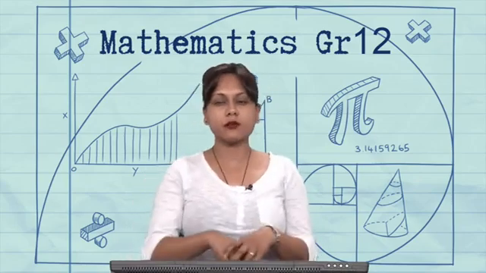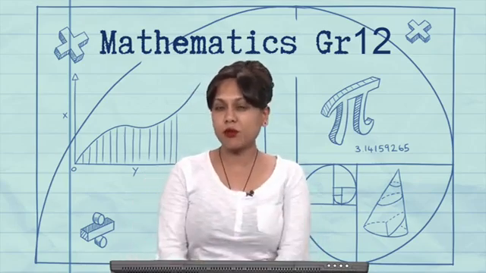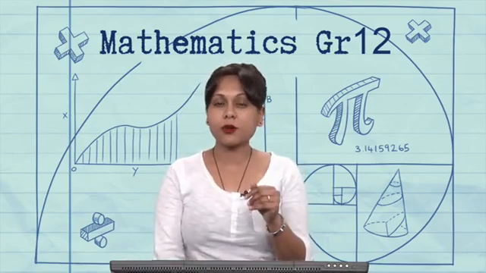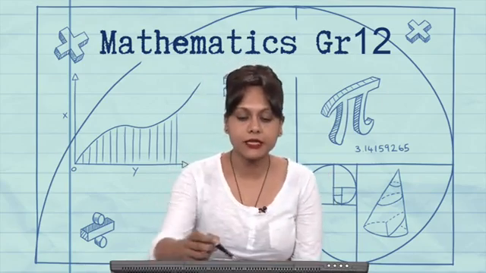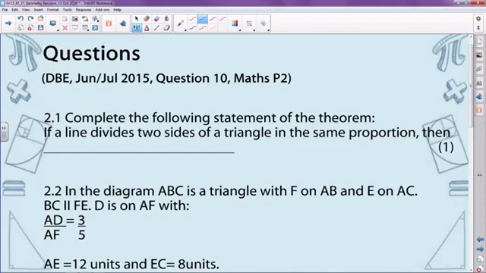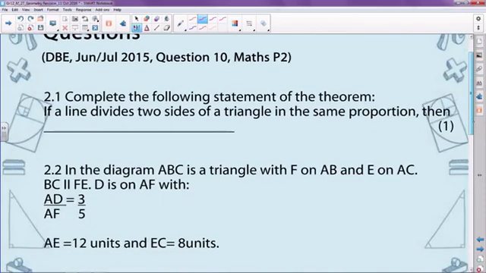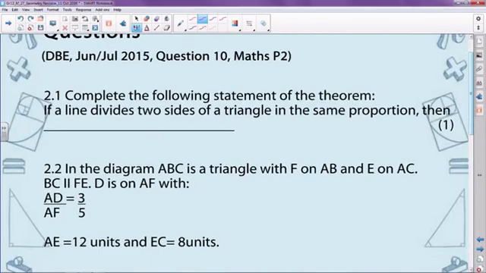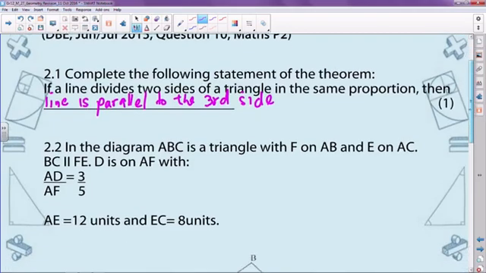So everyone, here we were really testing that you understand the proportion theorem. In the first part of this, really just completing the statement where we say, if a line divides two sides of a triangle in the same proportion, then the line is parallel to the third side of the triangle. Okay, that's 1 mark, and you all should have gotten that easy 1 mark.